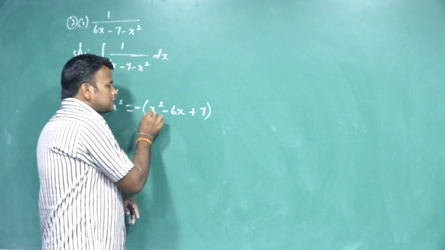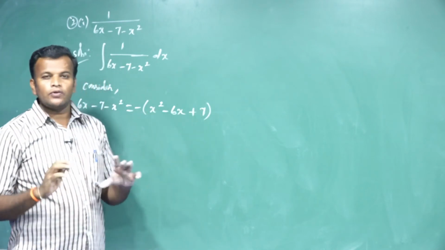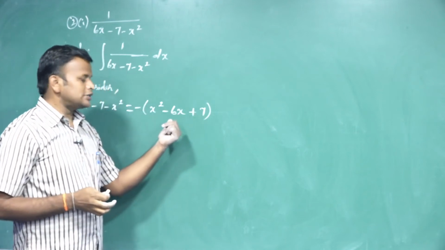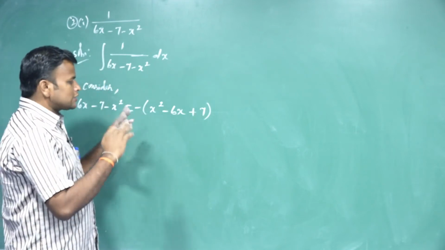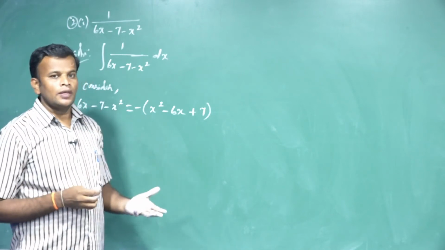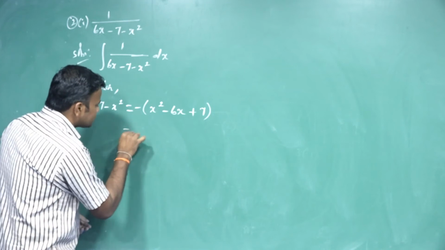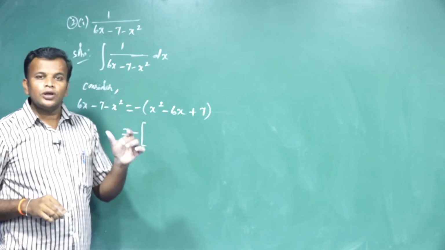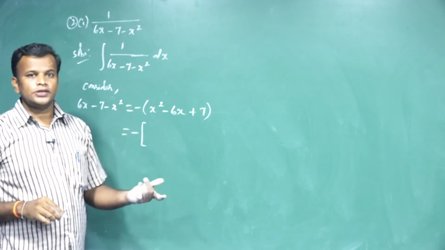Next, x square minus 6x plus 7 is not a factorizable sum. Factorizable would mean multiplying to 7 and adding to minus 6, but we need some square. It may be of the shape x square minus a square or a square minus x square. So the next process is: we add and separate coefficient of x by 2 the whole square.